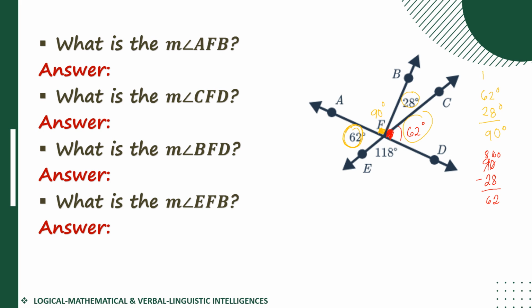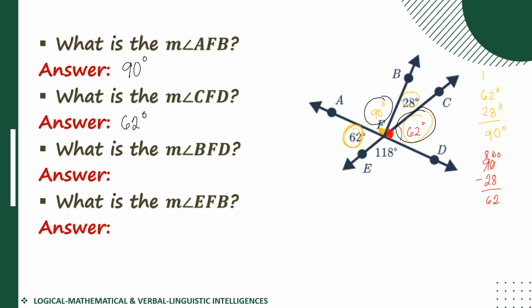Hence, we can now proceed with answering the questions one by one. What is the measure of angle AFB? For angle AFB, we are referring to this one, so that is 90 degrees. Next, what is the measure of angle CFD? Okay, so we're referring to this one. CFD, that is 62 degrees. Do not forget to write the unit of measurement for angle measure, and that would be degrees.